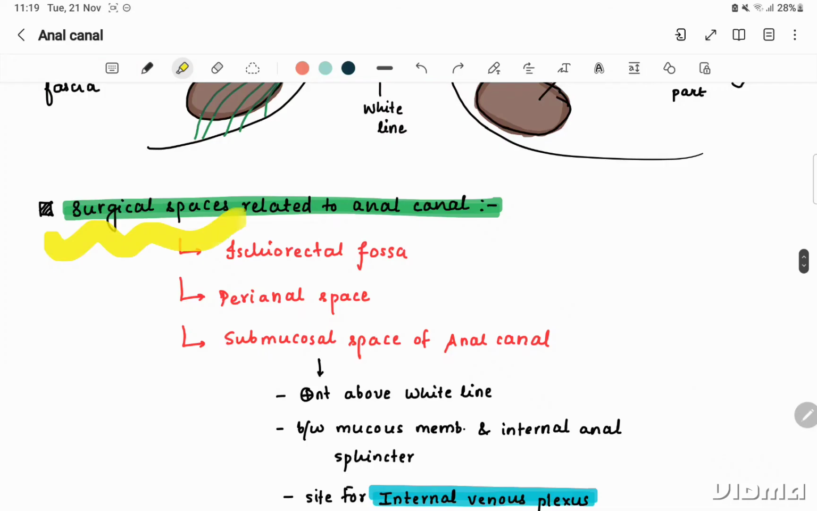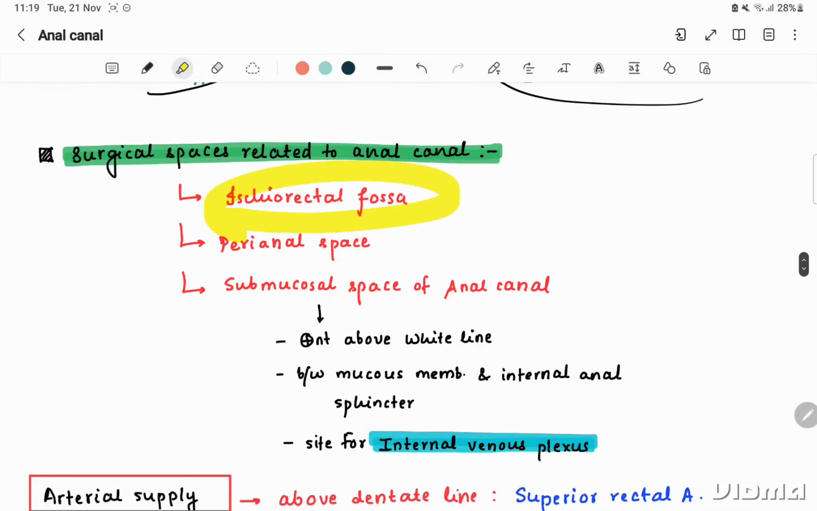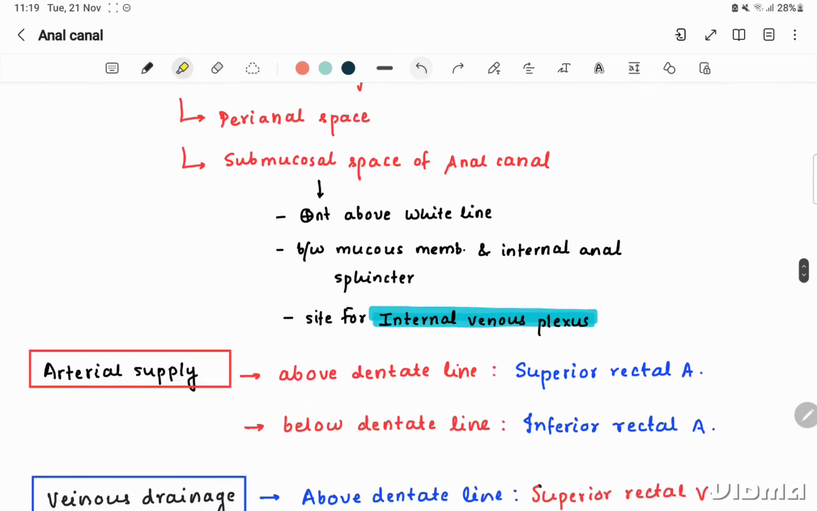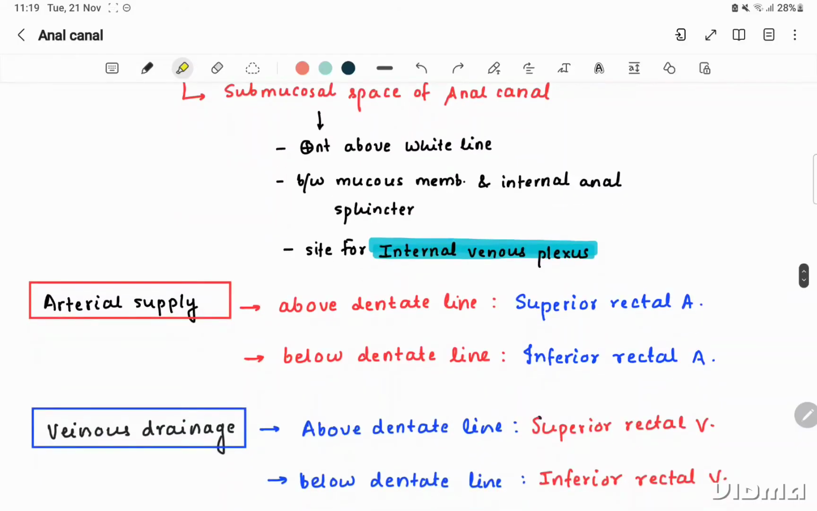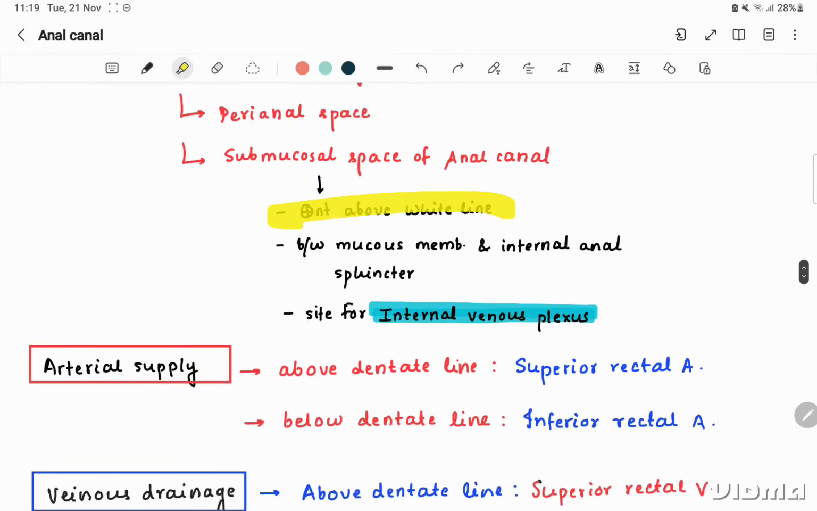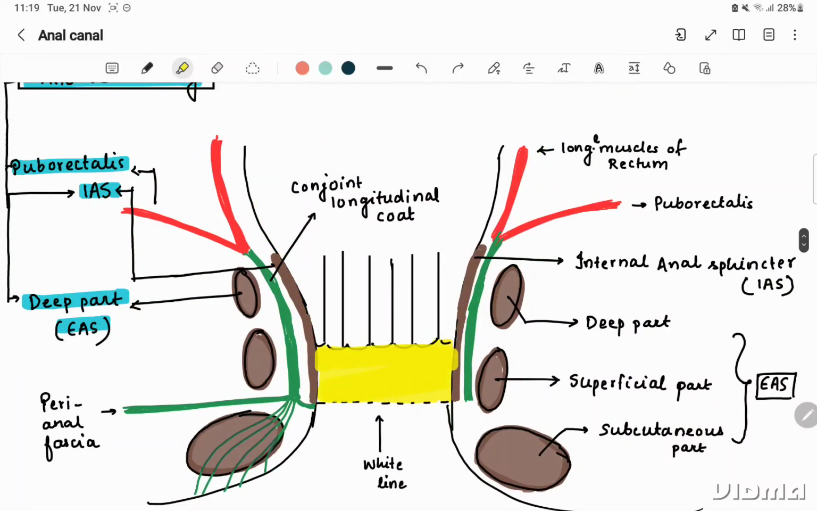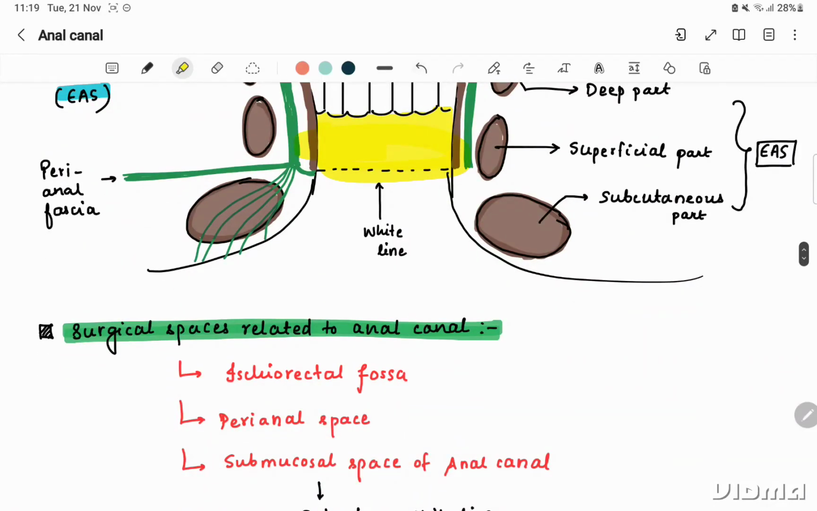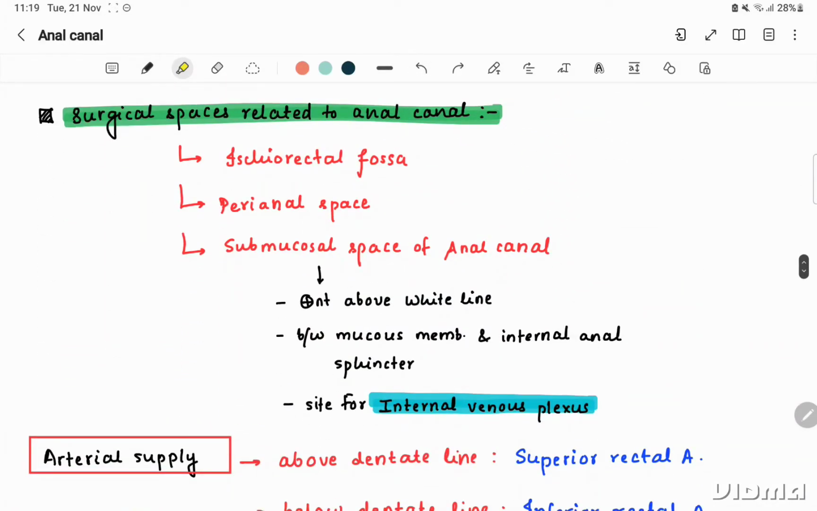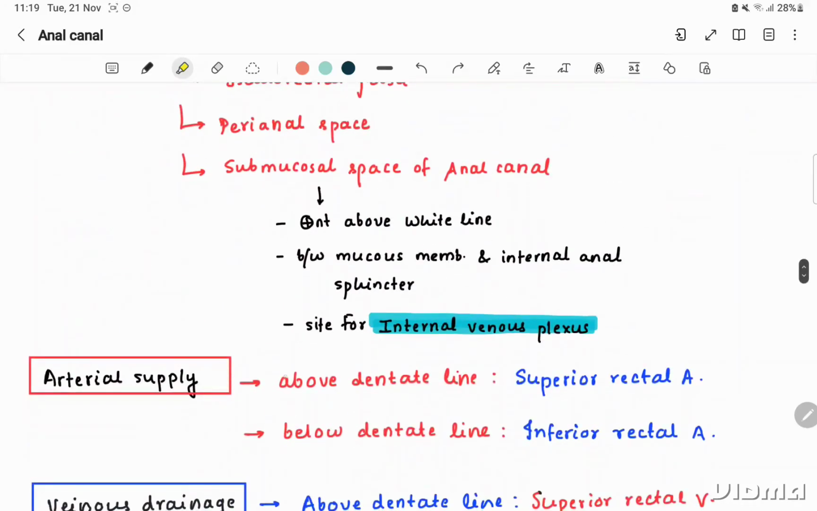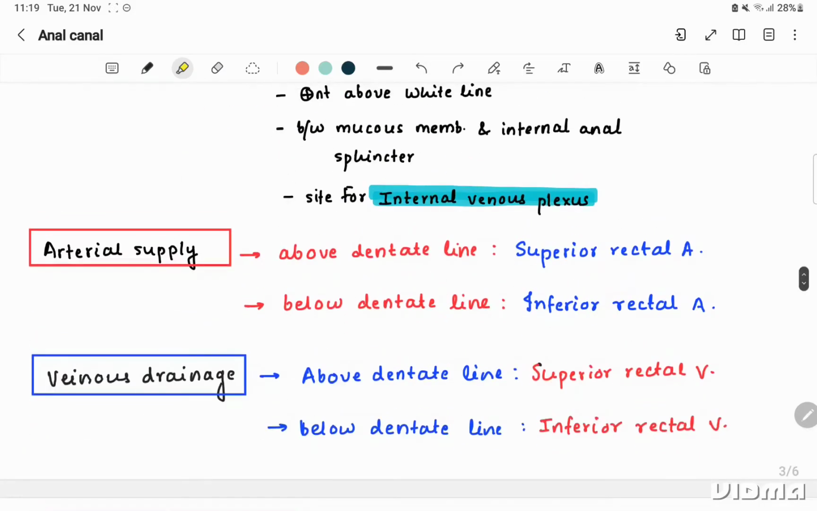Understood? Then we have the surgical spaces related to the anal canal, which are the ischiorectal fossa, the perianal space, and the submucosal space of the anal canal. We know about the ischiorectal and perianal spaces from the pelvic discussion. The submucosal space of the anal canal is present just above the white line, between the mucous membrane and the internal anal sphincter, and it is the site for the internal venous plexus.